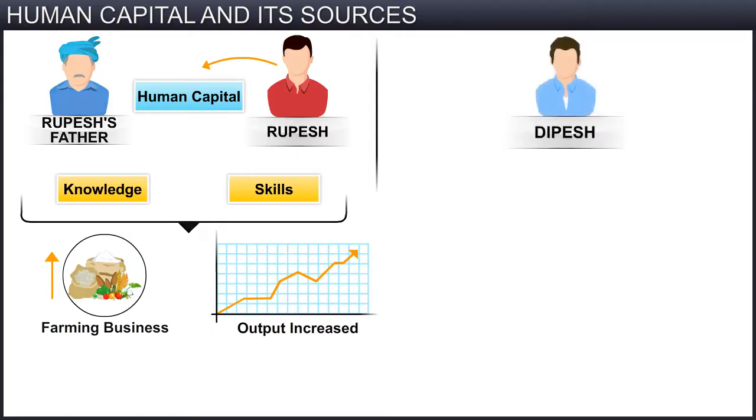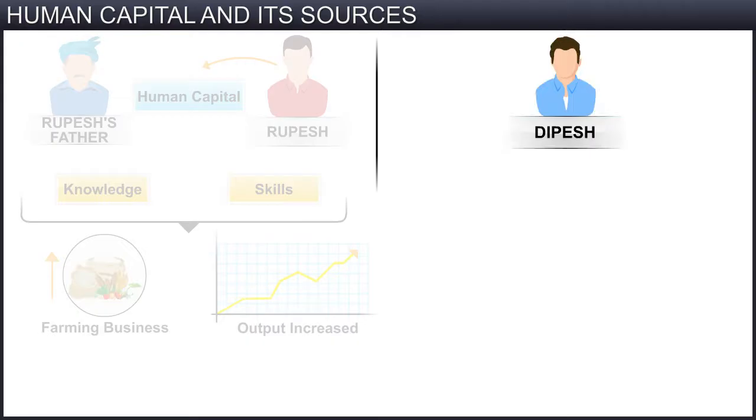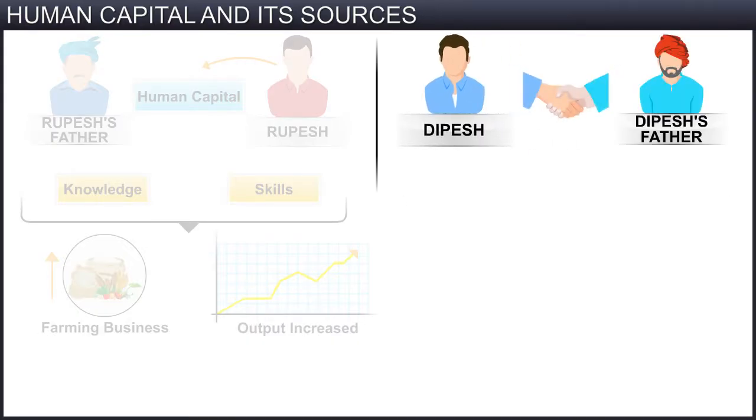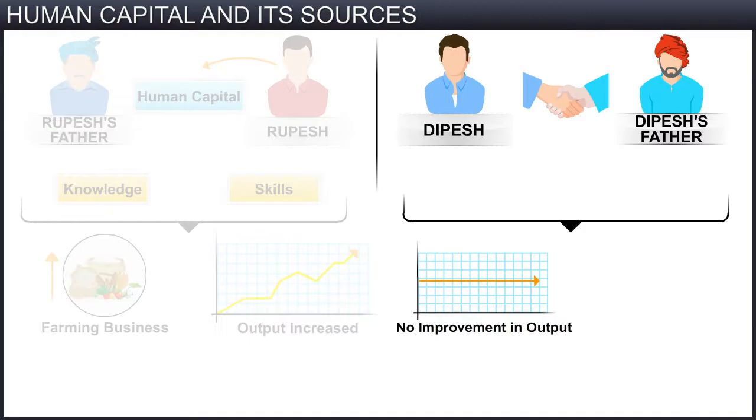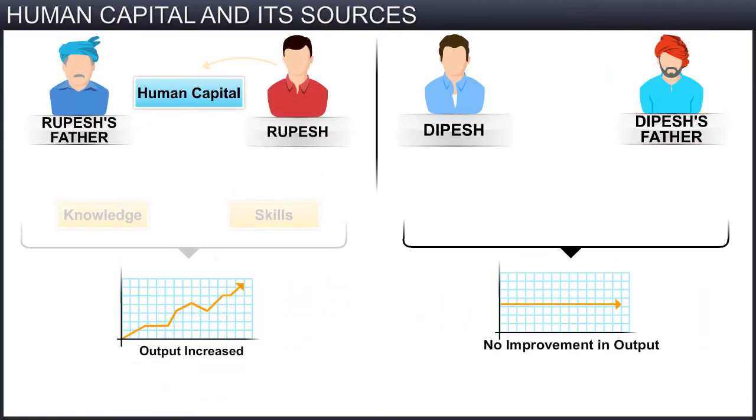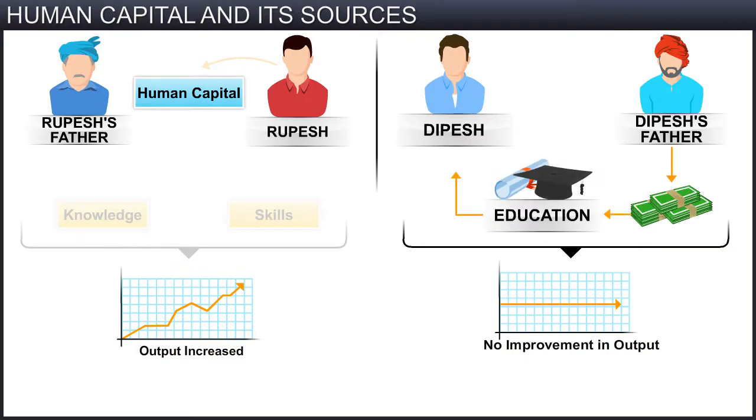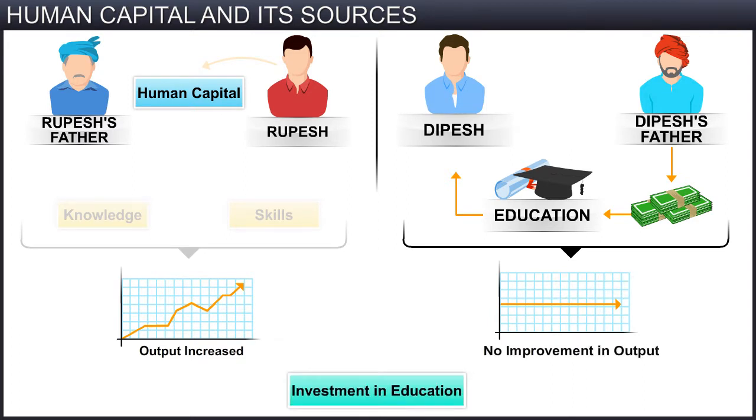On the other hand, in Dipesh's case, even after he started helping his father, there was no considerable improvement in his family's income. Had Dipesh's father invested in his further education, then his family would probably have been enjoying the fruits of it by now. This is why investment in education is a key source of creating human capital.